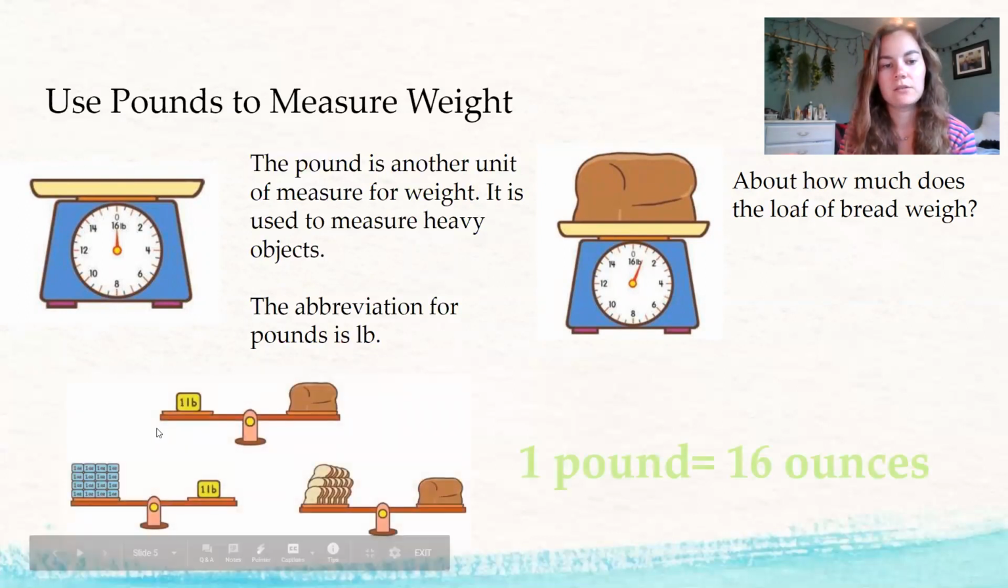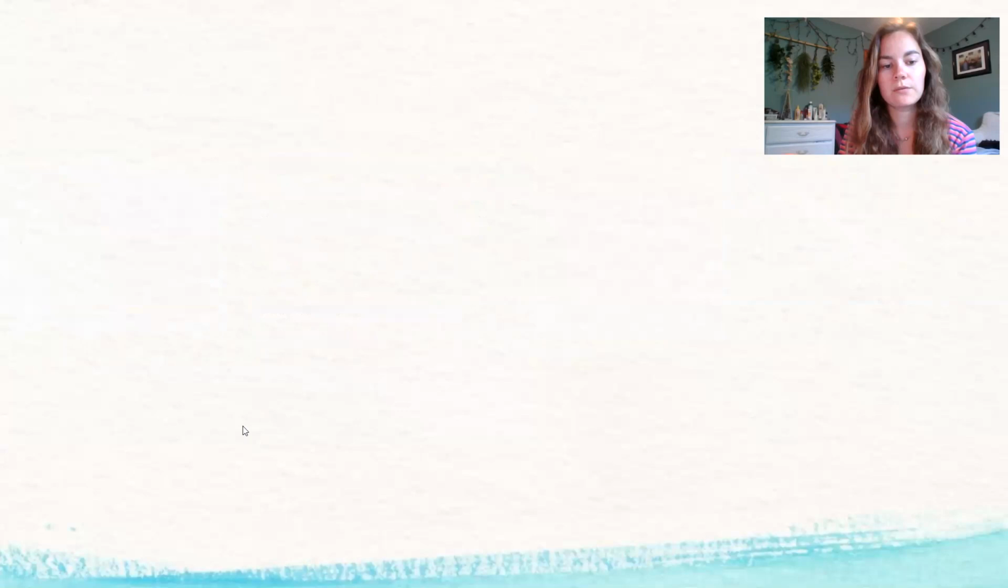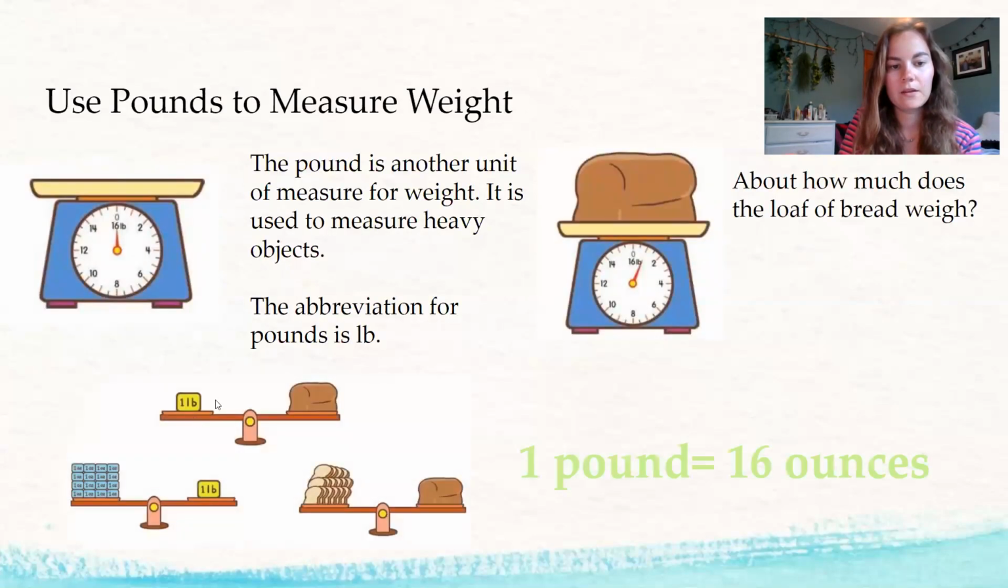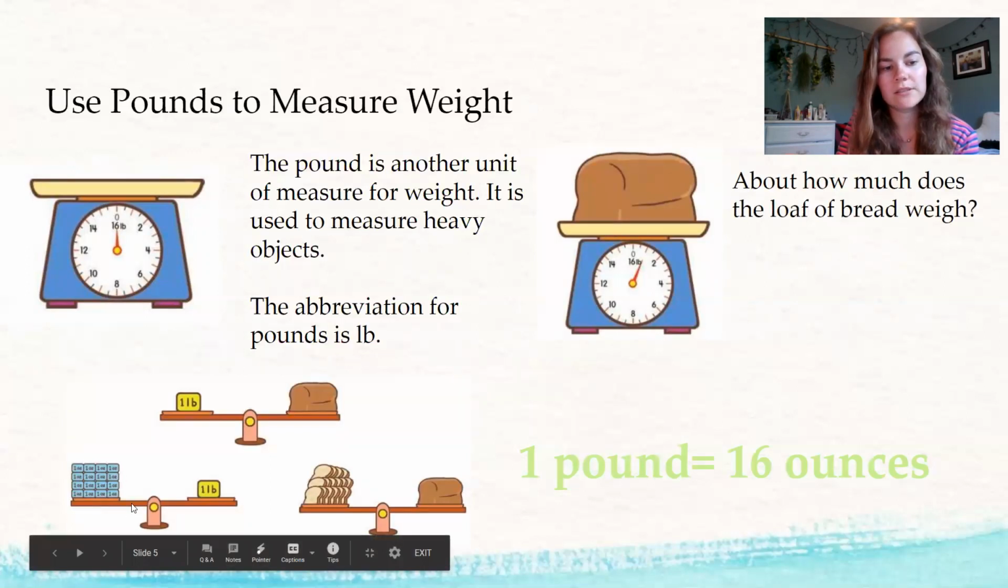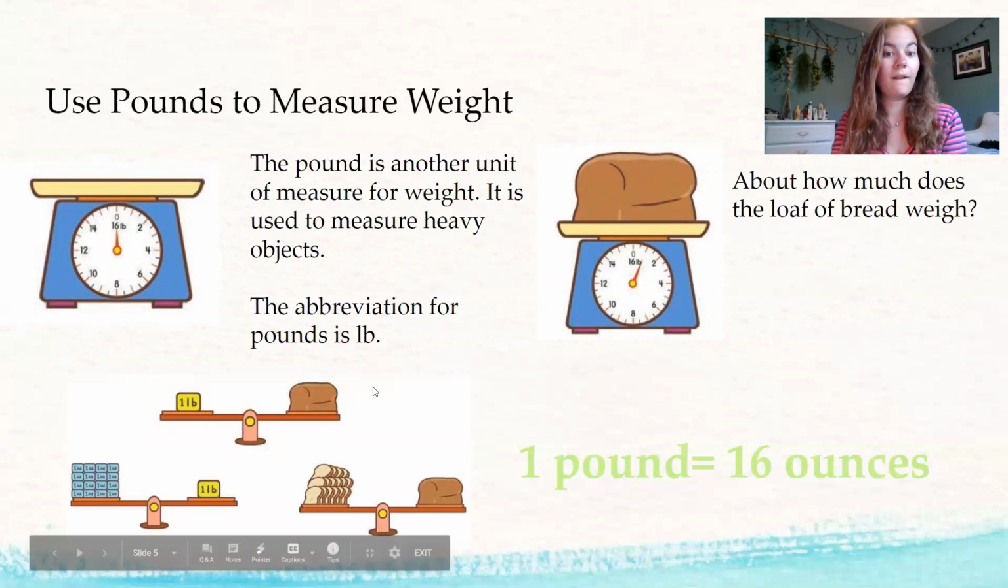And here's a little conversion for us with our balances. So here's 1 pound of maybe butter, and that is equal to this loaf of bread because they're equally distributed here. And then down here we have all these little ounces. How many ounces is in there, do you think? There's 16 because it's equal.